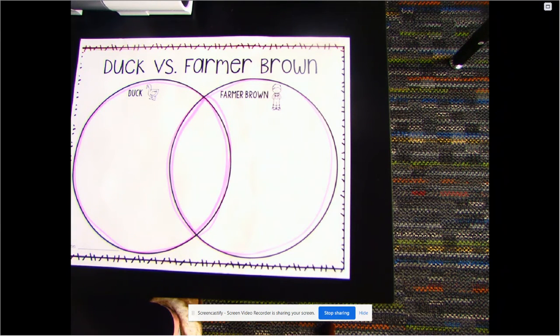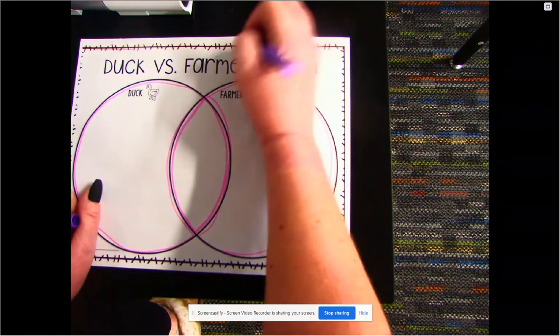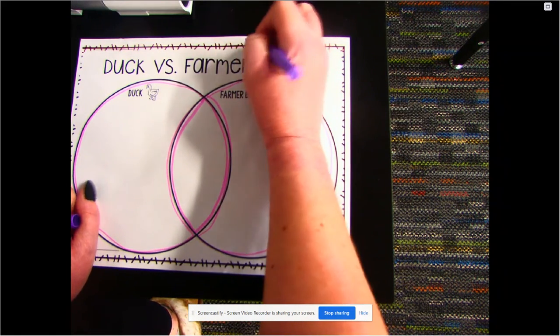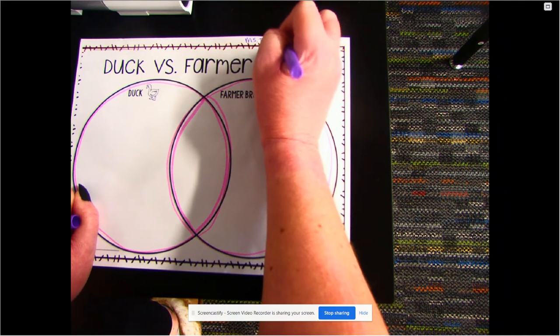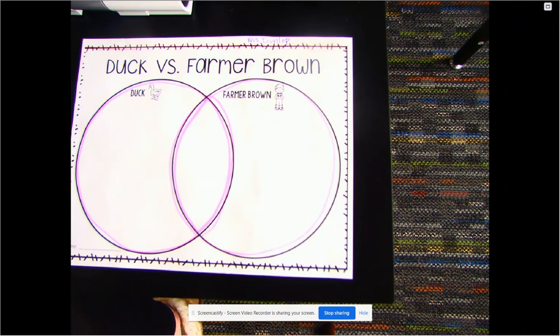Okay, so you got your Venn diagram and your pencil. First thing we always do is write our name. So anywhere on the top here, just go ahead and write your name. Just in case something happens, I know that this is your paper. Again, if you need to pause the video to write your name, go ahead.